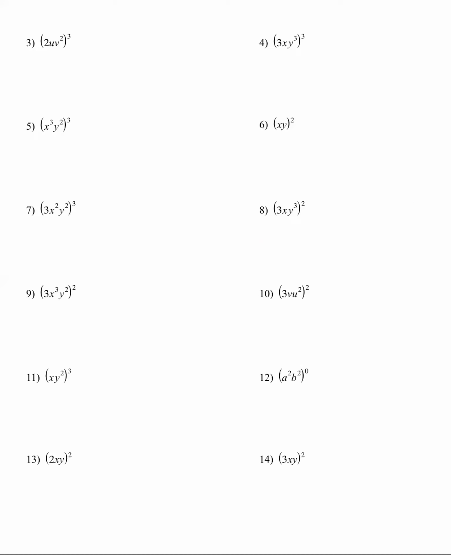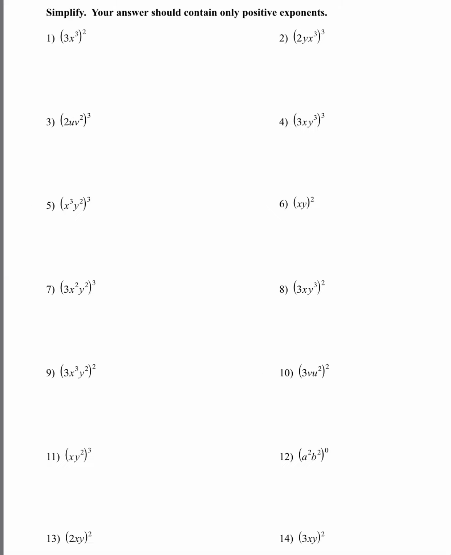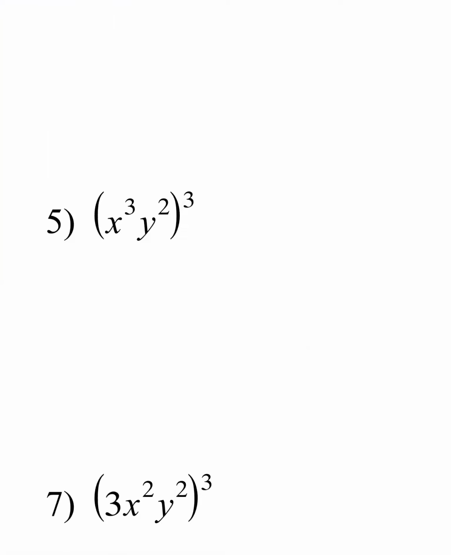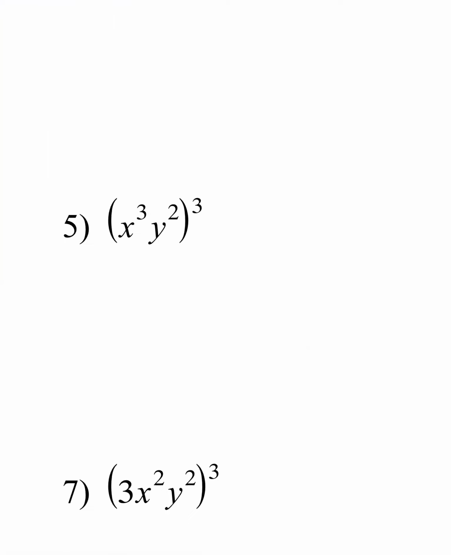Okay, let's see. Maybe I'll do 1 or 2 more. Did we do 5 yet? No. Okay, let's try 5. All right, so everybody inside that parenthesis is going to get this exponent. So I need to multiply those numbers together. So I'm going to get x to the 9th, y to the 6th. That's it. Okay, maybe this isn't so bad, right? So try the rest of them. Let us know if you have questions.